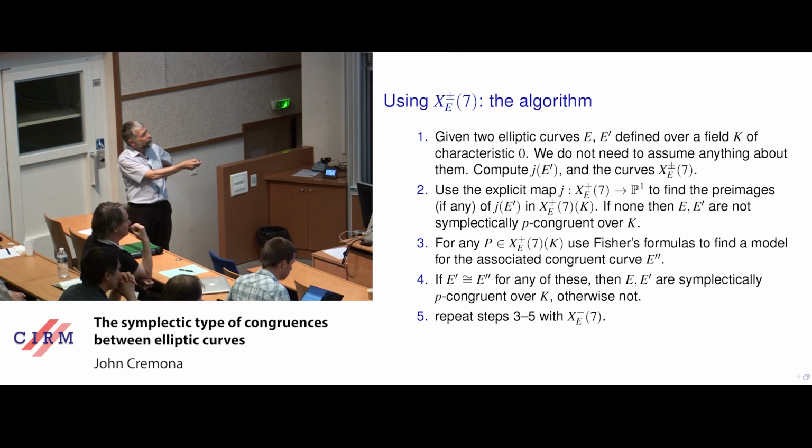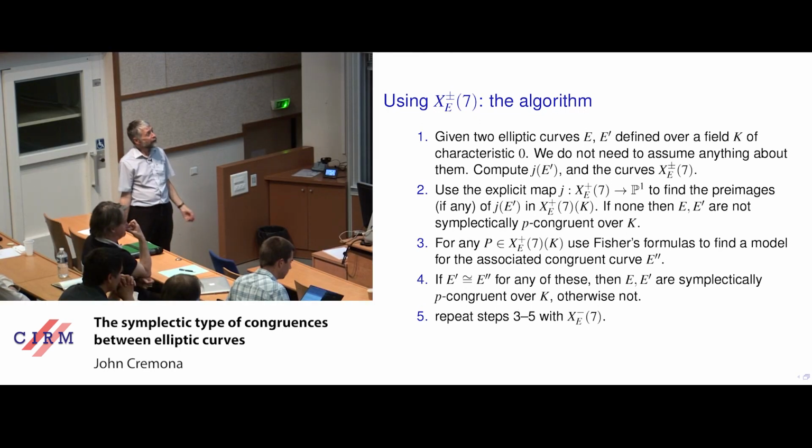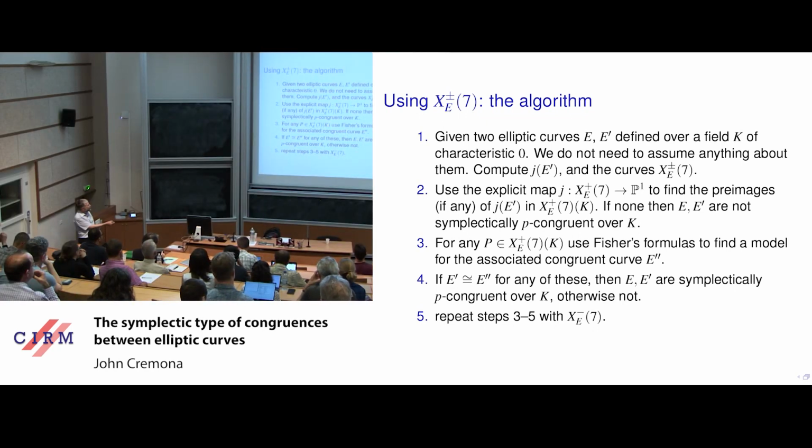So we have this explicit rational map, j, and so we take j of E prime to be in the codomain, and we pull it back. So a priori, you might get 168 pre-images. You never get so many. If you get no pre-images defined over K, then the curves definitely are not symplectically congruent. If you get one or more, then you have to work a little bit harder, because then you found that E is congruent to a curve with the same j-invariant as E prime, but not necessarily to E prime itself. So that's where you use these supplementary formulas.